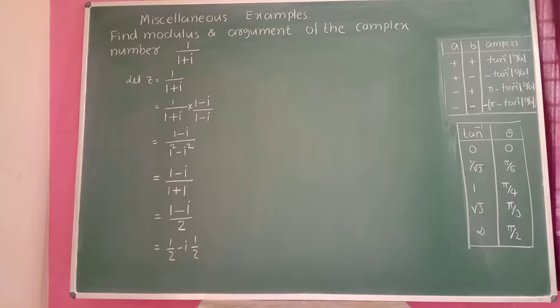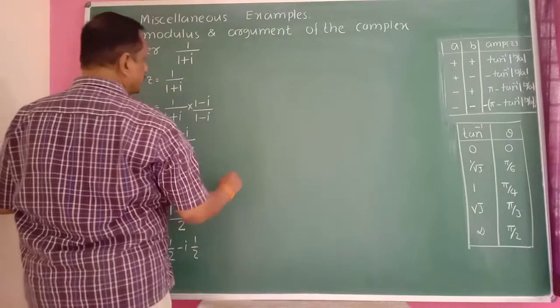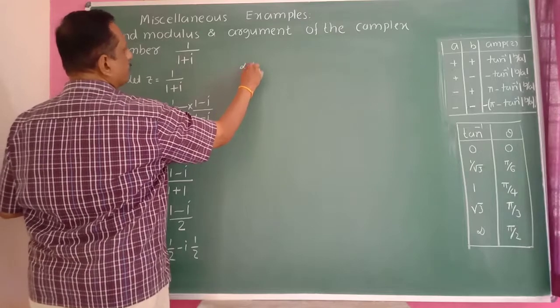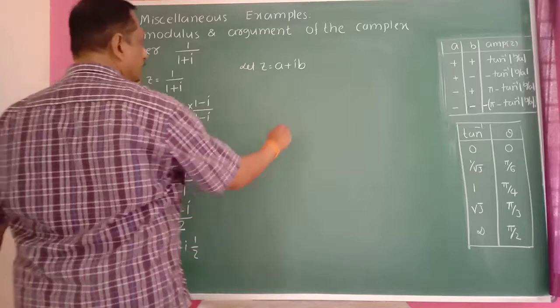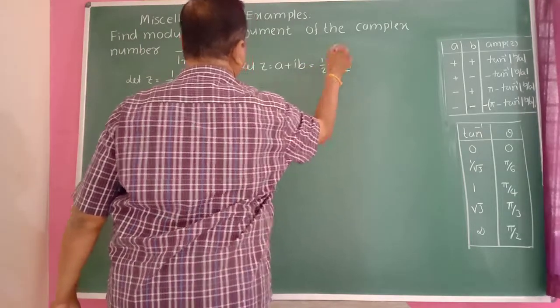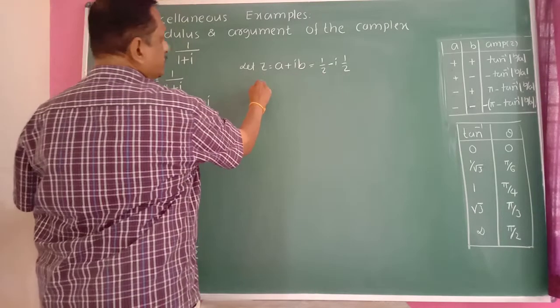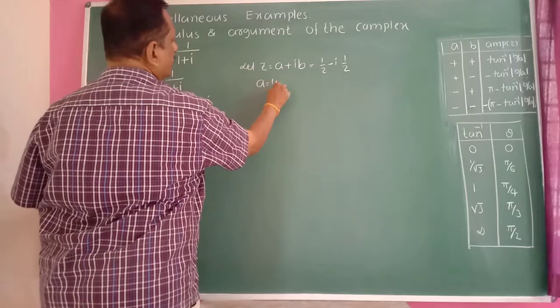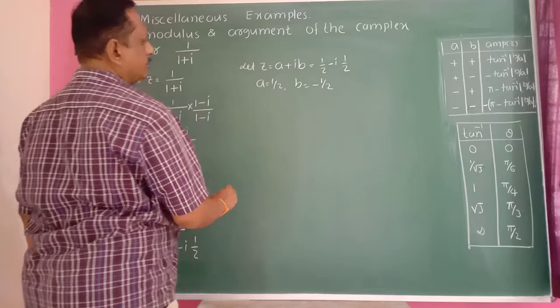In this case, you have to find the modulus and amplitude of the complex number here. Therefore, consider this one as a plus ib. That is, a plus i into b is equal to 1 by 2 minus i into 1 divided by 2. Then a is equal to 1 by 2 and b is equal to minus 1 divided by 2.